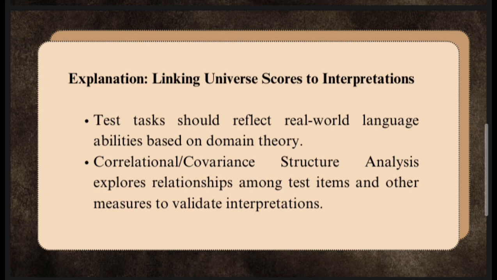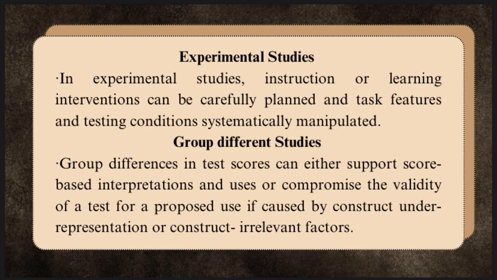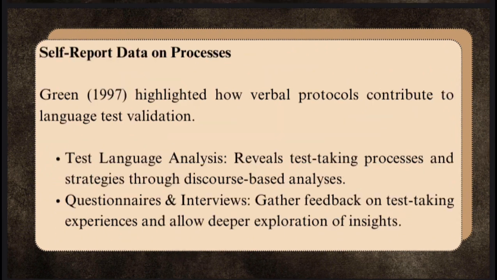Explanation links universe scores to interpretations by assuming test tasks reflect real world language abilities. Correlational or covariance analysis examines relationships between test items and other measures to validate constructs. Experimental studies manipulate task features and testing conditions to assess learning interventions. Group difference studies examine score variations to validate test use or identify threats like construct underrepresentation or irrelevant factors.